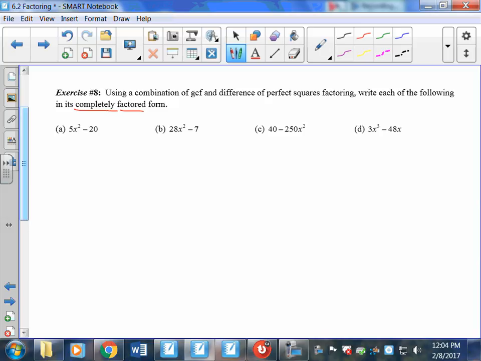So the first thing we're going to do is pull out that GCF, which I'm hoping you're saying it's 5. So what do we have left over? We get x squared minus 4, and then we say, well, I know that x squared minus 4 is the difference of 2 perfect squares, so that's going to be x plus 2, x minus 2.